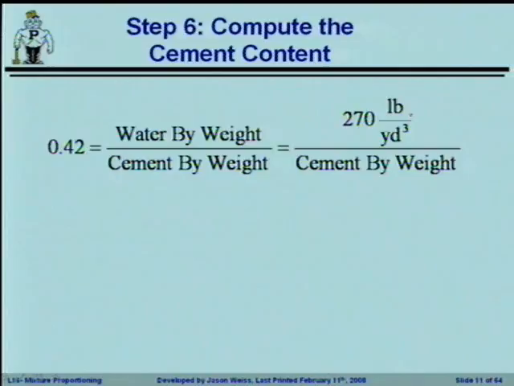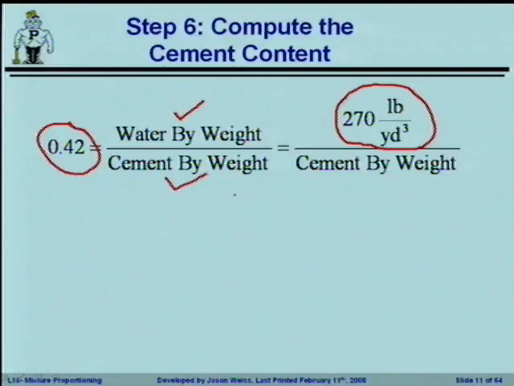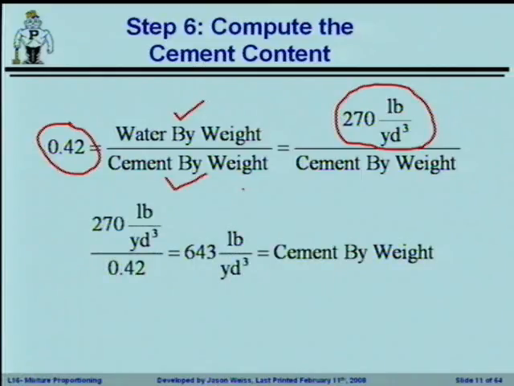Given this 0.42 water to cement ratio, we can now start to compute the cement content. You'll remember we had 270 pounds per cubic yard for our water by weight. We've got a 0.42 water to cement ratio. We know the water by weight, or by mass. What we need to determine is the cement. We can simply rearrange this equation and calculate that we would need 643 pounds per cubic yard of cement.